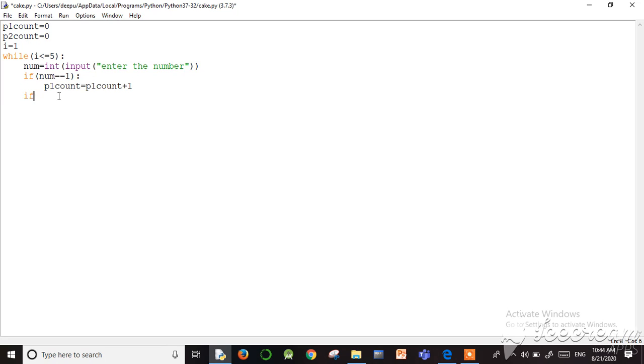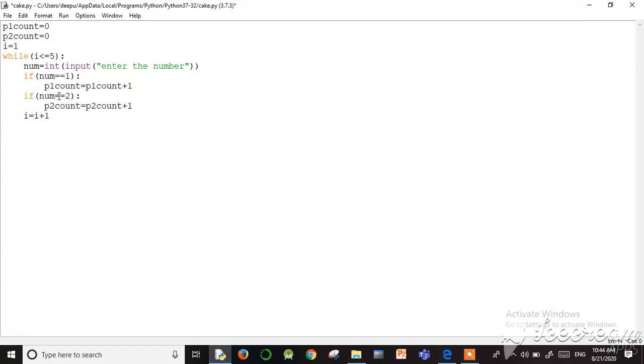If the input is equal to 2, then P2 count equals P2 count plus 1. So these are the only conditions. After that we increment the value of I for the next flip: I equals I plus 1. This loop will be completed after the 5 times.